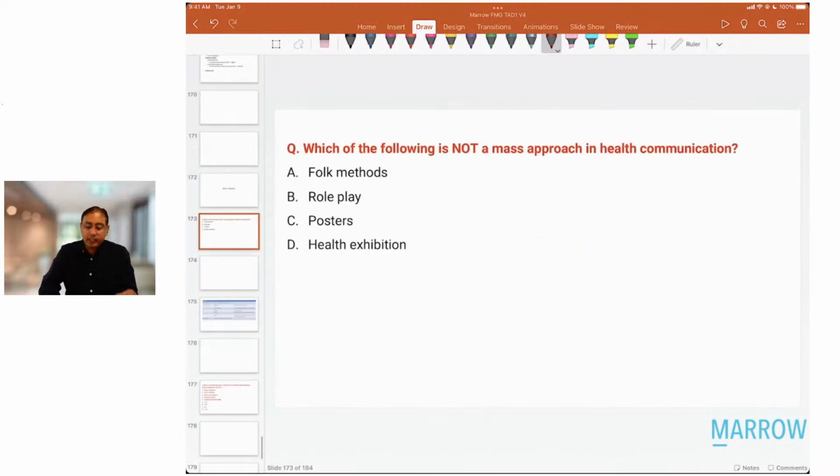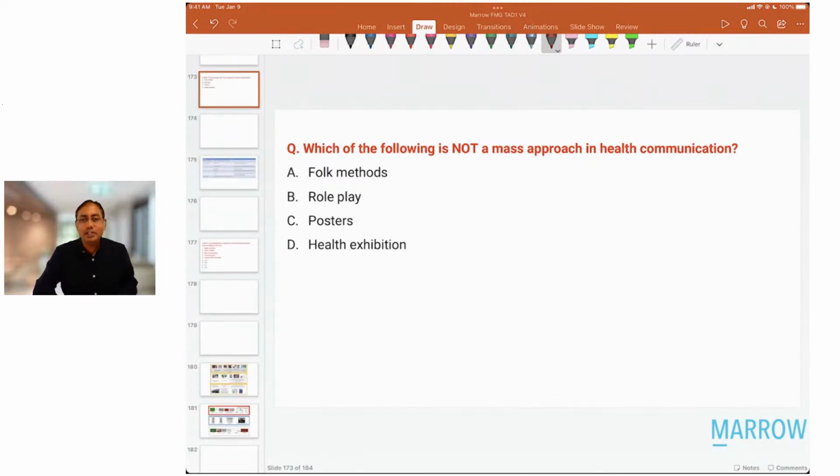Which of the following is not a mass approach for health communication? Which mass approach is not for health communication? I think this is just the second last question and that is the end of the session. Which of the following is not a mass approach for health communication? Folk methods, role play, posters, health exhibition.